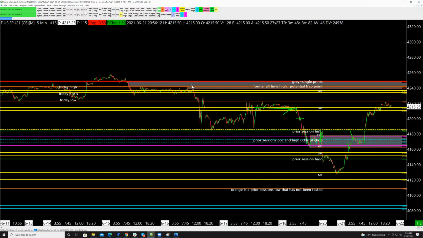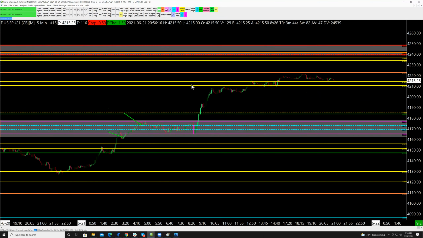Additionally, one of the things I want to point out, and what sucks about that open drive higher, is that what you would have wanted is to clear above here and then have it test back. This is what I was looking for this morning, to have it come back and test into the structure so I could grab a long and push back into this location. So this is really important.